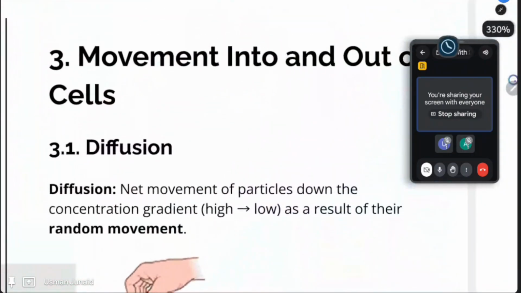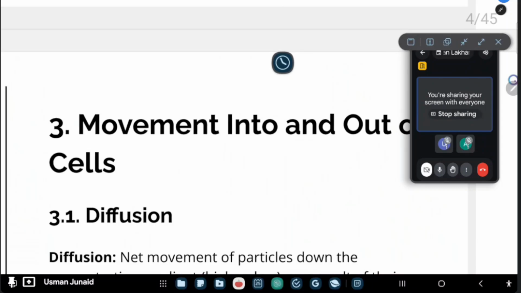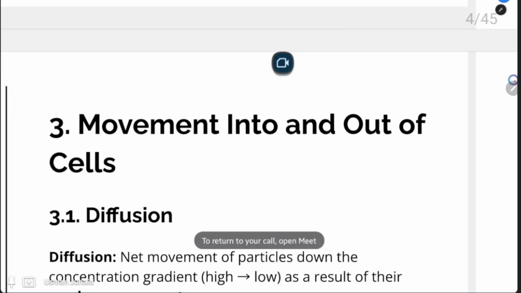Now we're moving on to a concept called movement in and out of the cell, or transport in and out of the cell, whereby we will learn the modes of transportation in and out of the cell. Transport of substances in and out of the cell, right? For example, different minerals will go in and out of the cell, different nutrients will go in and out of the cell, and they have different modes of transport.